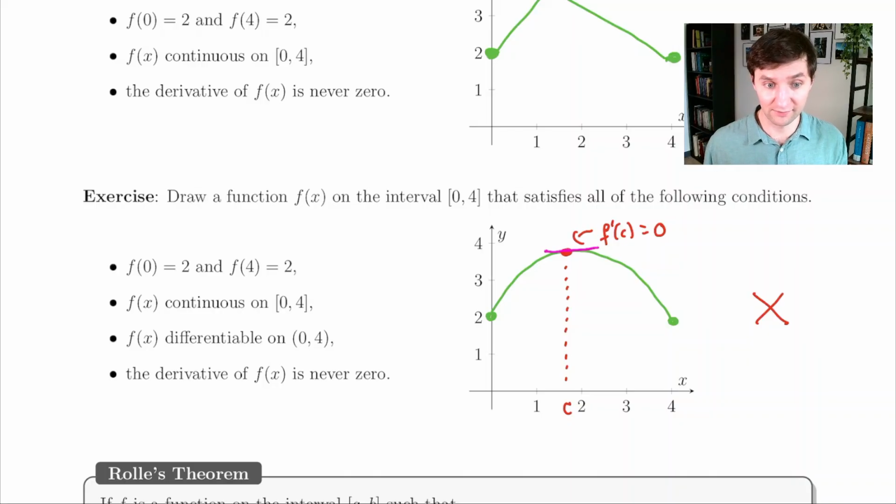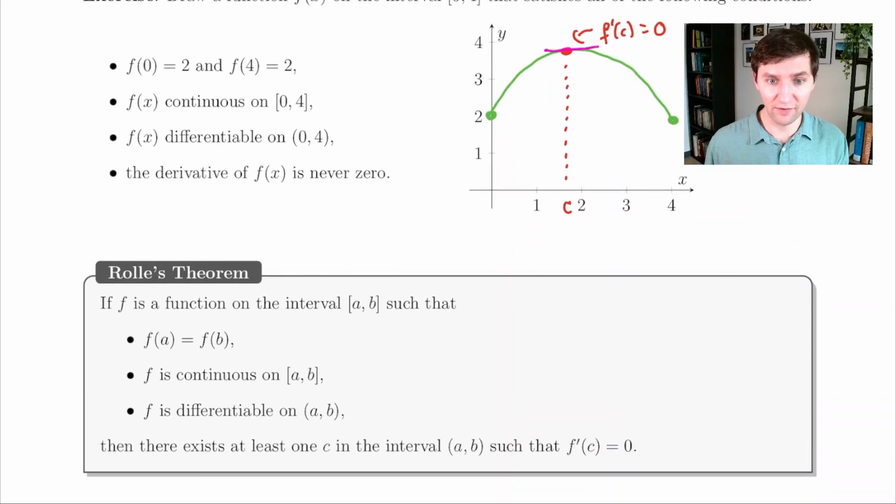Rolle's theorem says that if you have a function on an interval [a, b], that f of a equals f of b, the function is continuous on [a, b], and it's differentiable between a and b, then there must be at least one place between a and b such that the derivative is 0. There must be a place where the derivative, the slope of the tangent line, is 0. Let's see if we understand this theorem by completing 3 problems.